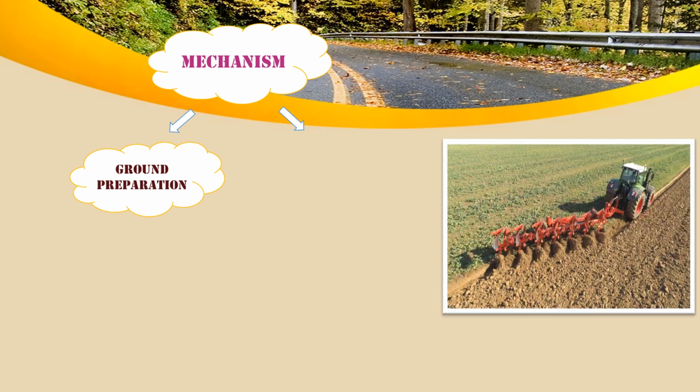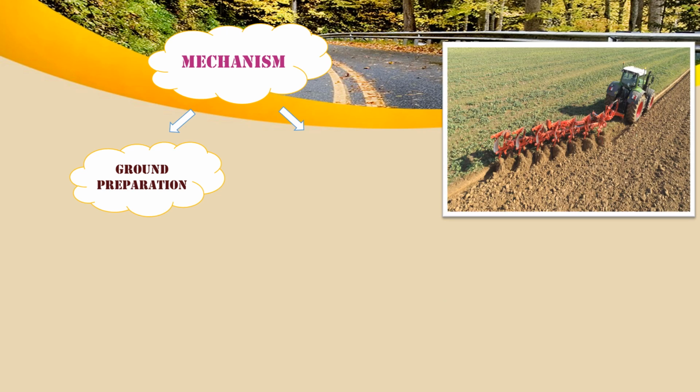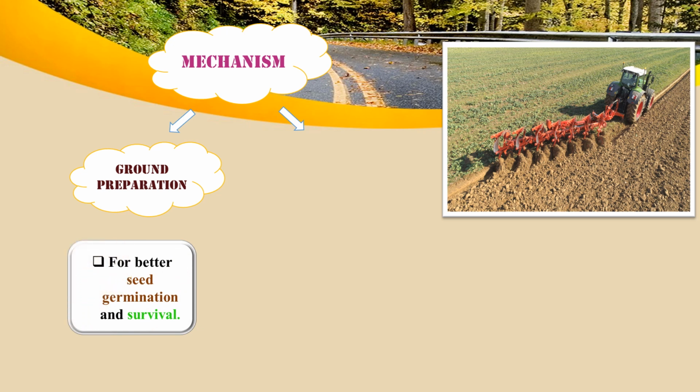Now we discuss the mechanism of aerial seeding. The two types of mechanism: one is ground preparation. In aerial seeding, the seed survival percentage is less. In order to increase the survival percentage, the ground preparation is done in dry areas for better seed aeration and moisture retention. The other mechanism is seed treatment.